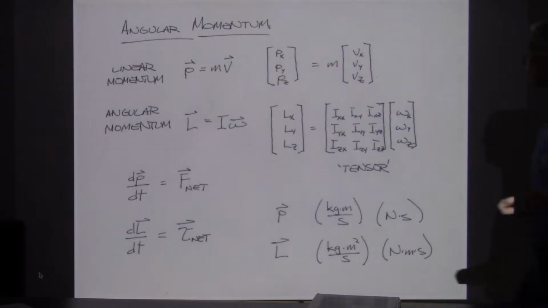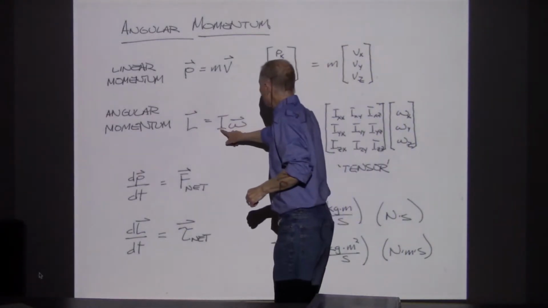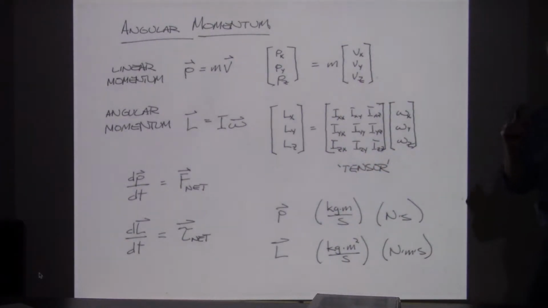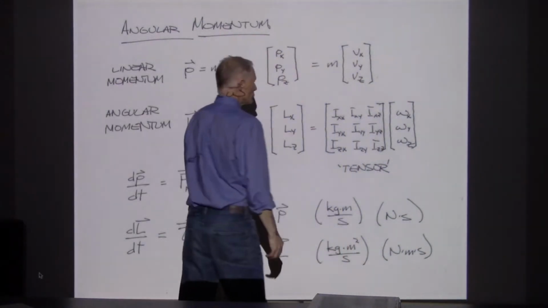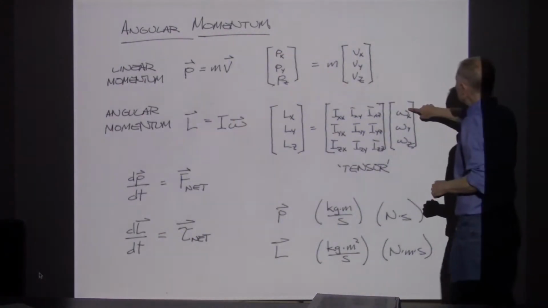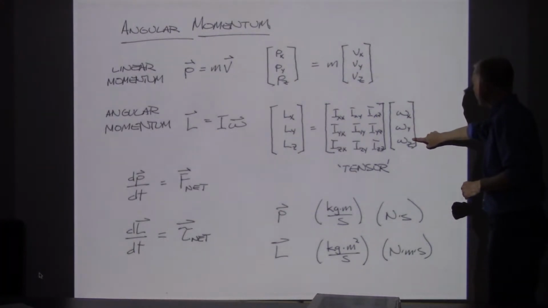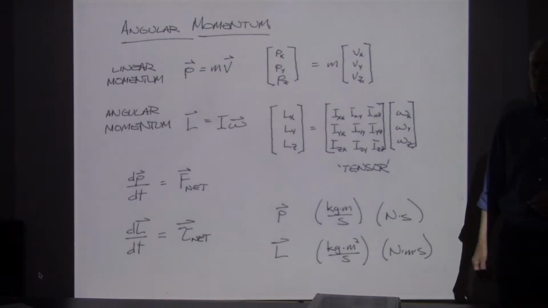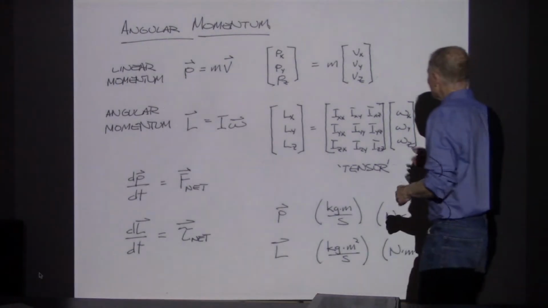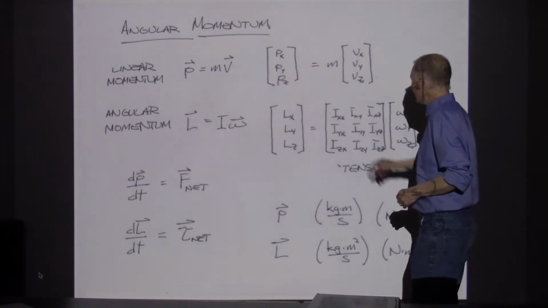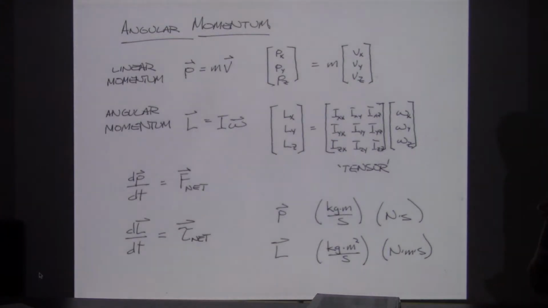Angular momentum is more complicated, and that's because the rotational inertia is not a scalar. It's not just one quantity. It actually turns out that, if I have rotations around the x-axis, or rotations around the y, or rotations around the z, how do I decide how much angular momentum is there? And I actually have to go in and look at different axes and calculate different components of rotational inertia. Now, you guys don't have to do that.